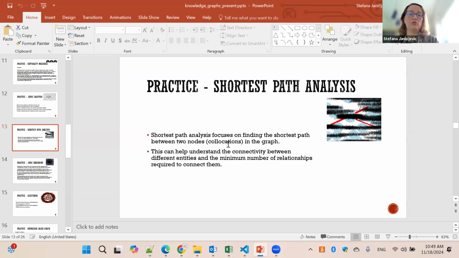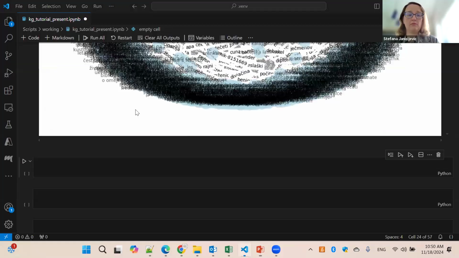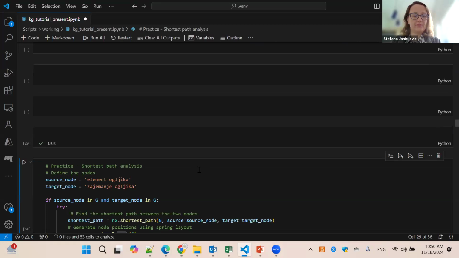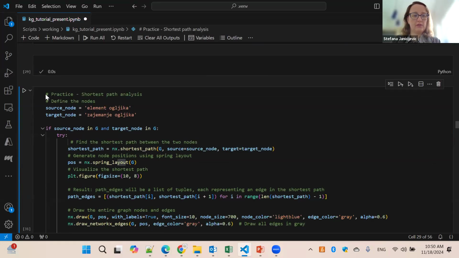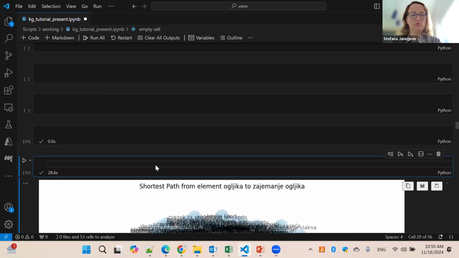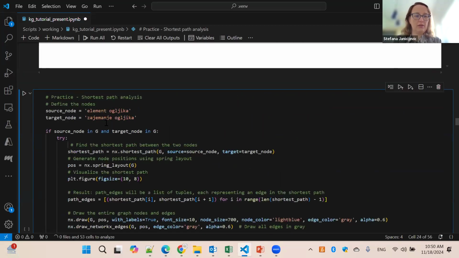It focuses on finding the shortest path between two nodes, two collocations in the graph. This can help understand the connectivity between different entities and the minimum number of relationships required to connect them. So we want to find the list of nodes that represent the shortest path between two nodes in a graph. And we want to create a list of edges at the end that connect each consecutive pair of nodes in the shortest path. Shortest path analysis. I will copy it. It's easier for me to copy it again and run it than to just show you. I think it's better.